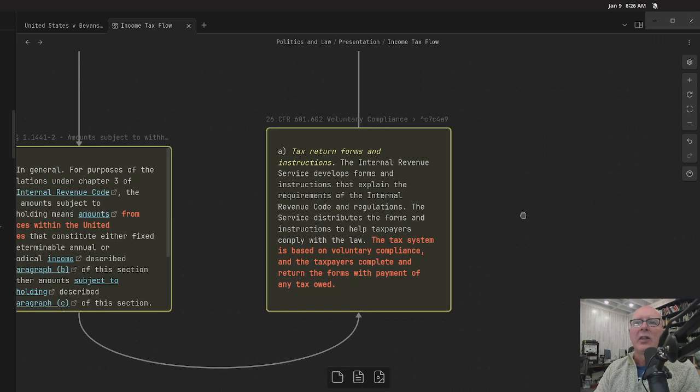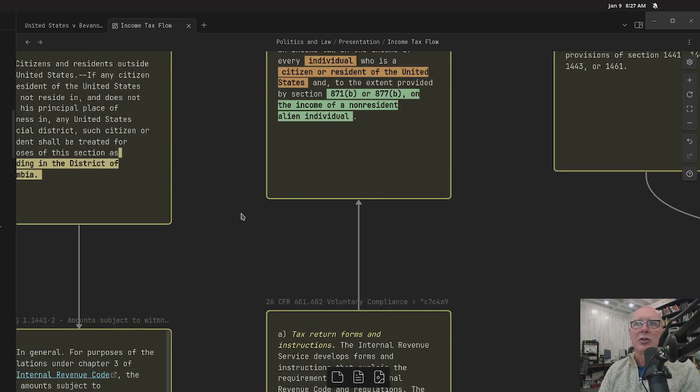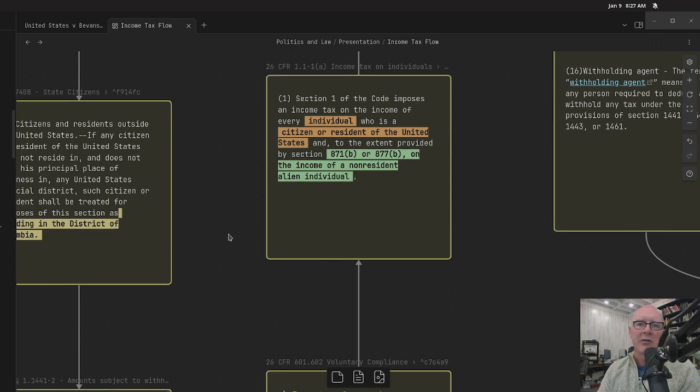All right, so then I want to move over here to tax return forms and instructions. And the main thing I want to point out here is 26 CFR 601.602, voluntary compliance. It says the tax system is based on voluntary compliance. So I'm only pointing out that there is no mandatory law that says you have to file an income tax. It is based on whether or not you made income, where the source of that income came from, and whether or not you're liable to file that tax form. And so it is a voluntary system. It's not something that you absolutely have to go file an income tax every year.